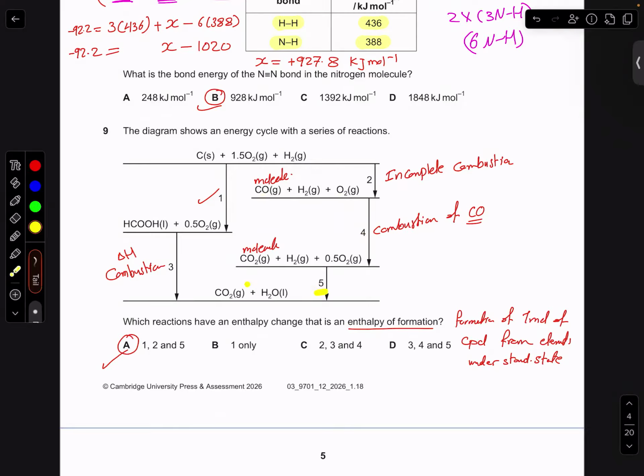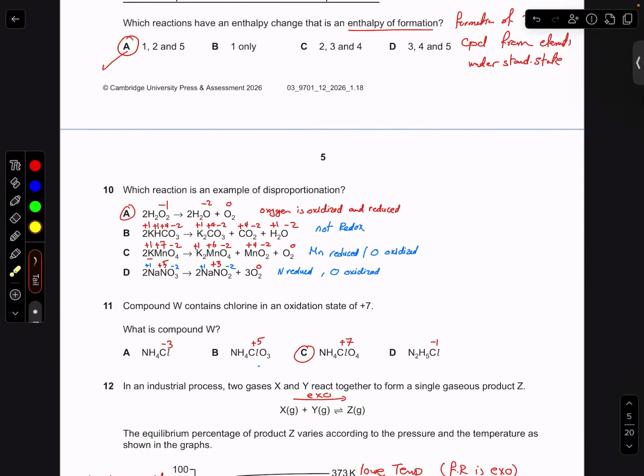But in the case of 5, if you look at 5, CO2 is the same as CO2, so it's not formed. But H2 and O2 in their standard state are combined together to form water. So we can consider 5 an enthalpy change of formation. We can consider 1 an enthalpy change of formation. We can consider 2 an enthalpy change of formation. So the answer is A.